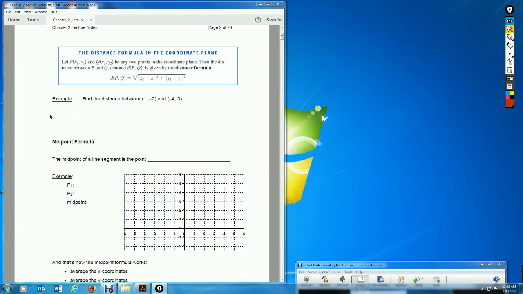Okay. So if we're using the distance formula, we're going to go distance is equal to the square root of, okay, so x2 is -4 minus 1 quantity squared plus, okay, y2 is 3, and then minus a -2. Be careful with your negative signs there.